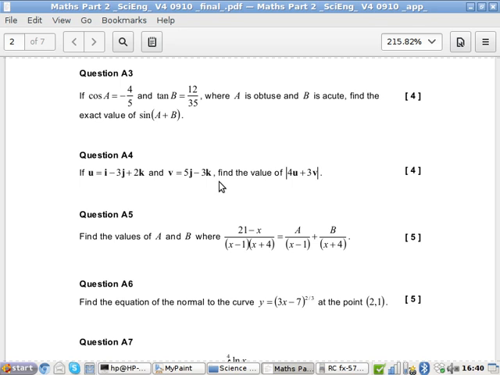Okay good. Shoulders, knees and toes. Yeah.